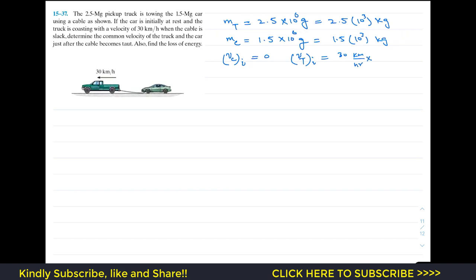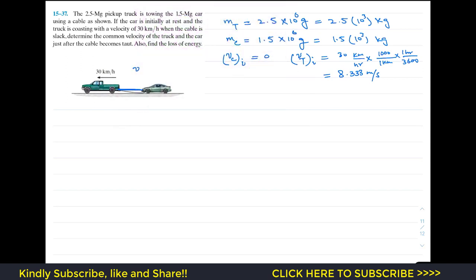And if we convert into meter per second, 1 kilometer is equal to 1000 meters and 1 hour equals 3600 seconds. So this gives us the velocity equal to 8.333 meter per second. So the velocity of the truck in meter per second is 8.33. Now when the cable becomes taut, they move with a common velocity, and let's say that common velocity is represented by V.